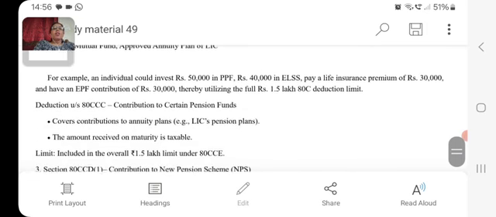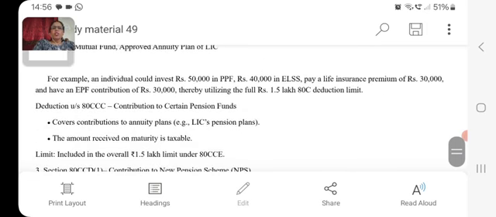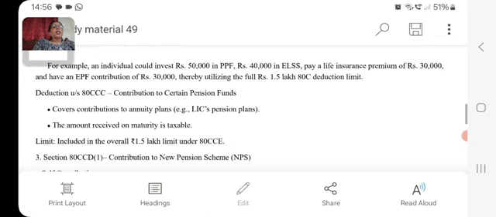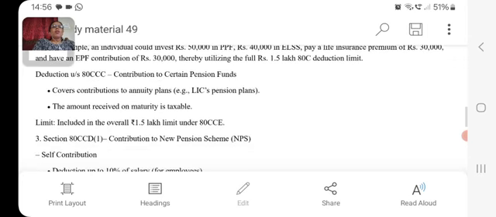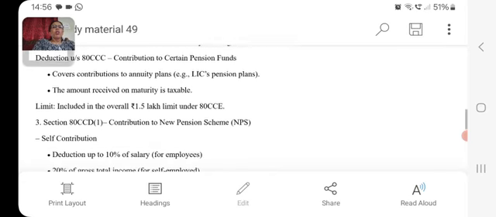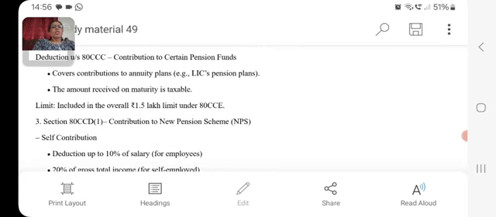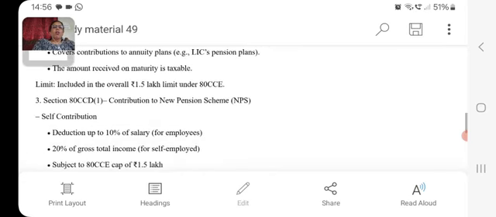Here we have taken one example. We can see on the screen that a person has made contribution of 50,000 to PPF, 40,000 to ELSS, LIC premium of 30,000, and contribution of 30,000 to Provident Fund. And if the amount which he contributed, if it is totaled, is more than 1.5 lakh, the amount should be restricted to 1.5 lakh.